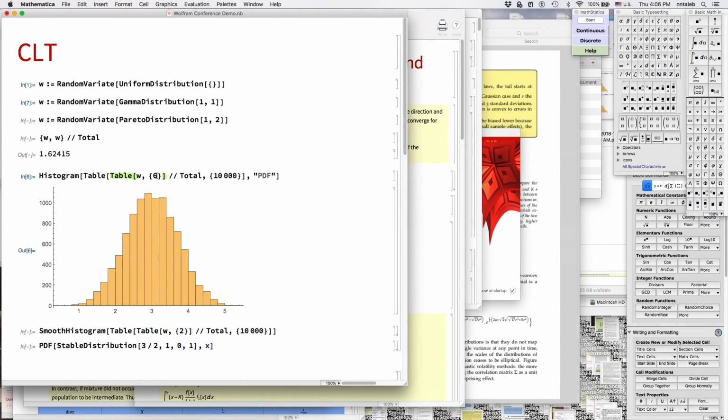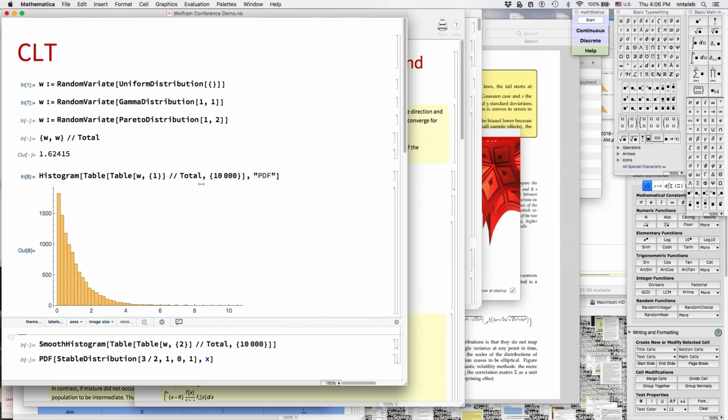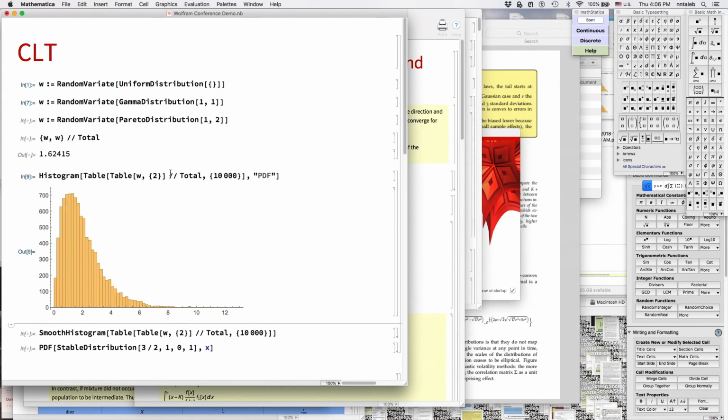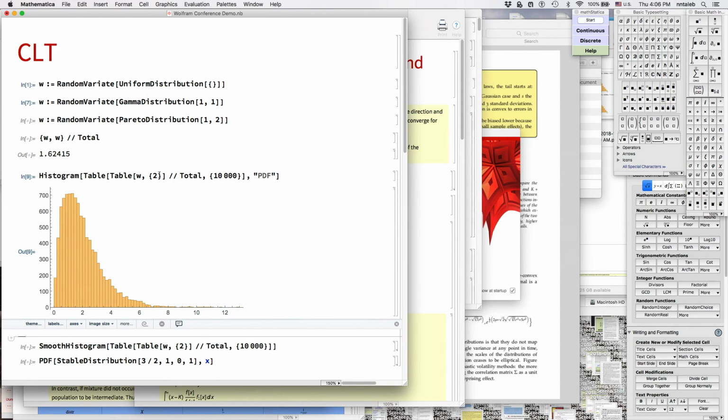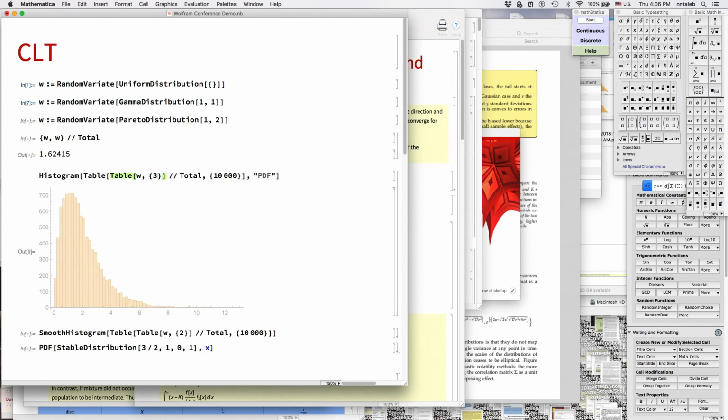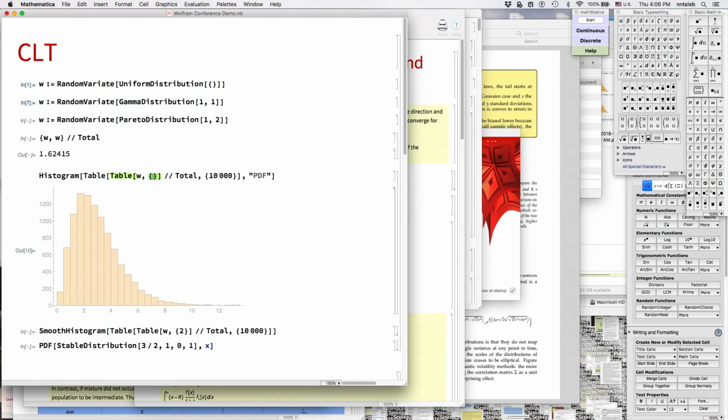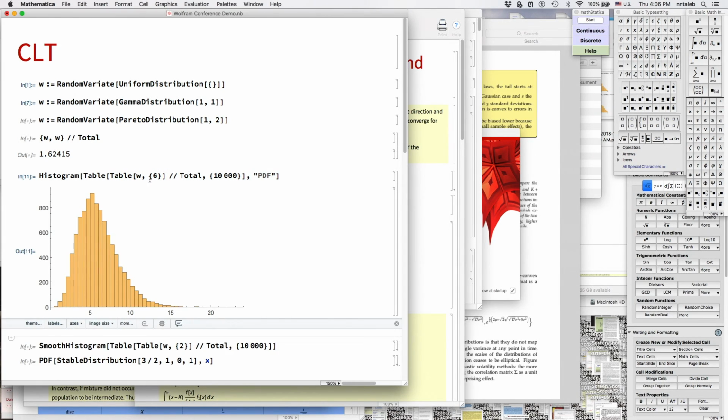And let's use 1. This gamma distribution, 1. 2. You're not in a triangle yet. 3. 6. Okay, it still doesn't look like a Gaussian. It's skewed at 6. And you can go on. Eventually, it will get to a Gaussian, rather quickly. And of course, at infinity, they all look like a Gaussian.